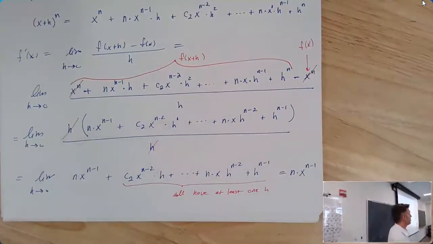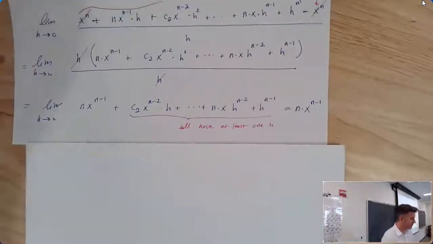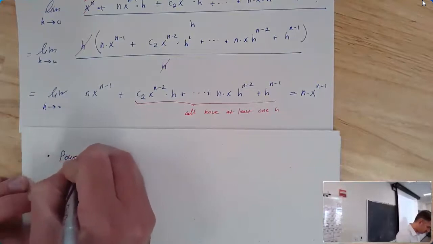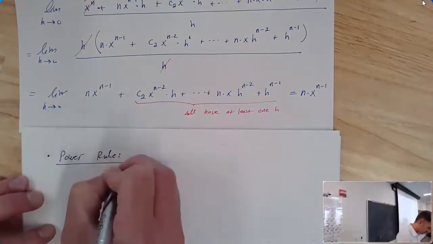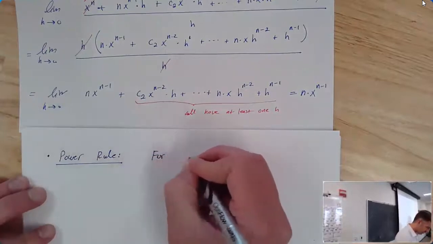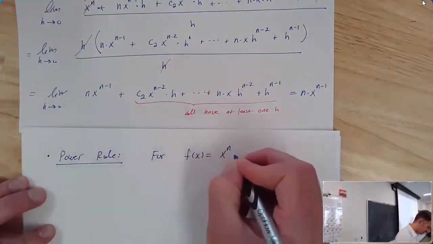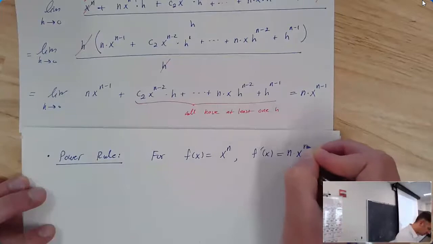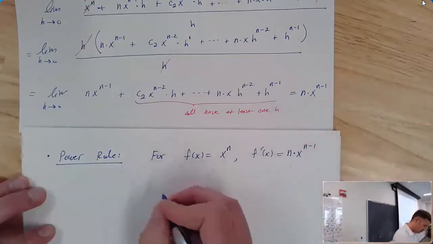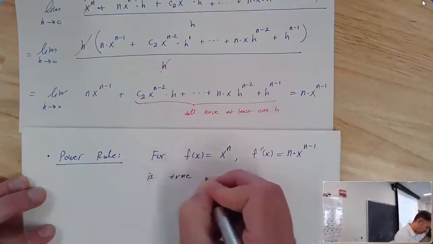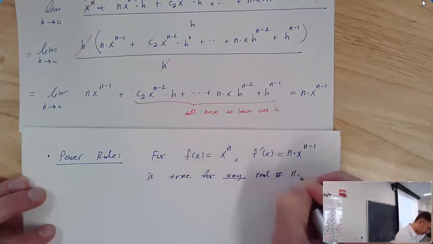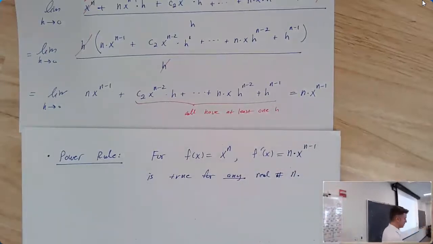And that is what we typically call the power rule for derivatives. So we have just shown, at least for positive integers, but it's actually true for any n. So this is the power rule. The power rule says that for f of x equal to x to the nth power, the derivative is equal to n times x to the one less power. And this is true for any real number n, even though we only proved it was true for positive integers.